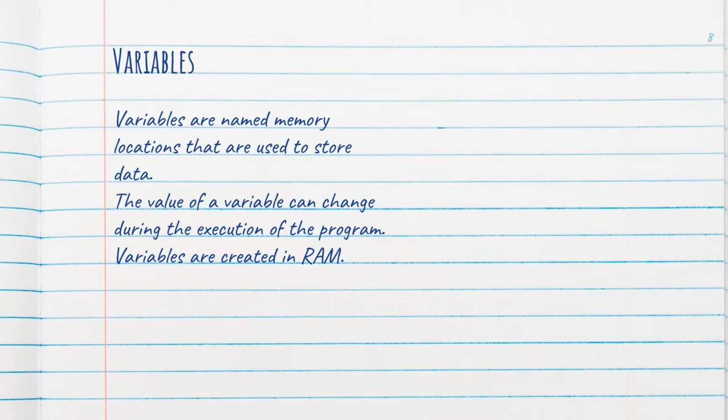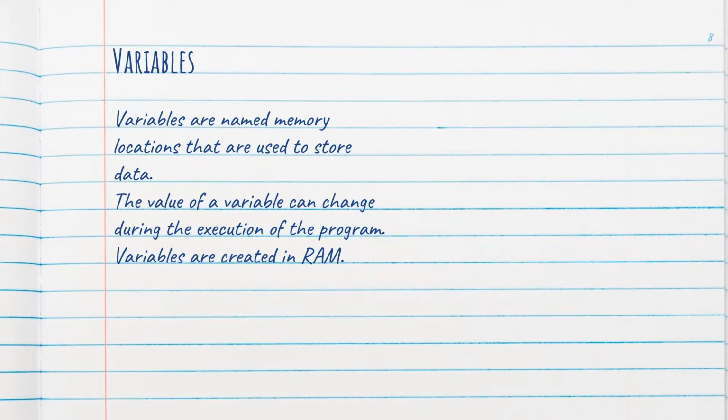Every program stores data. In every program, we have to perform some calculations. We have to add numbers, subtract numbers, multiply numbers, and make comparisons. And there are so many other things that we have to do in a program. So we have to use data in a program, and in order to save that data in a program we use variables. So variables are named memory locations.